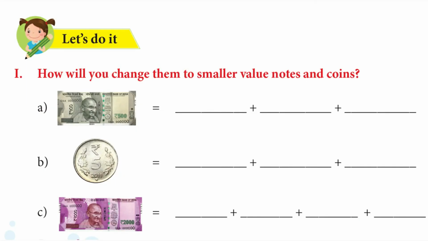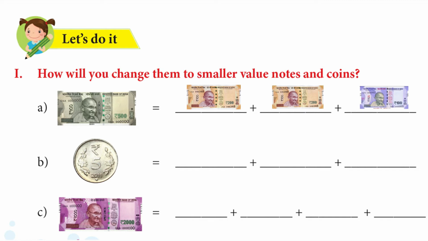So the next one here is, how will you change them to smaller value notes and coins? Just like we did before. So first here we have a 500 rupee note. What would be the change for that? It would be a 200 rupee note plus another 200 rupee note plus a 100 rupee note, and that will make a 500 rupee note. That will be the change for that.